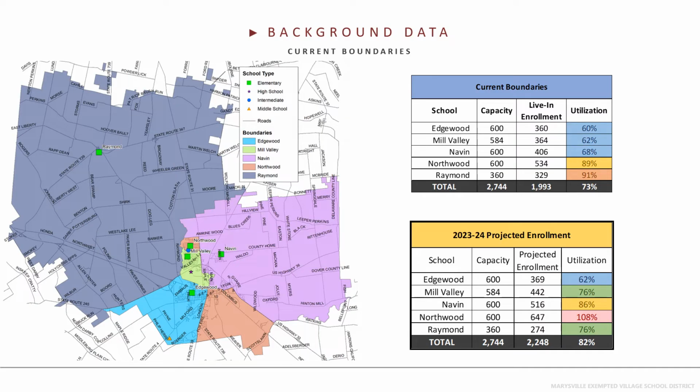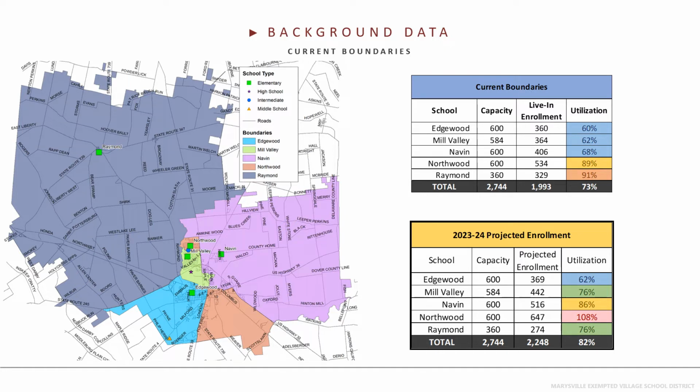The map on this slide shows the current boundaries as they are today. At this point in time, Edgewood is 60% utilized, Mill Valley is 62% utilized, Naven is 68% utilized, Northwood is 89% utilized, and Raymond is 91% utilized.